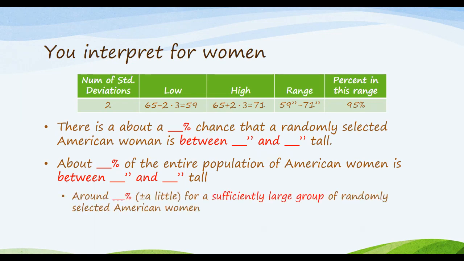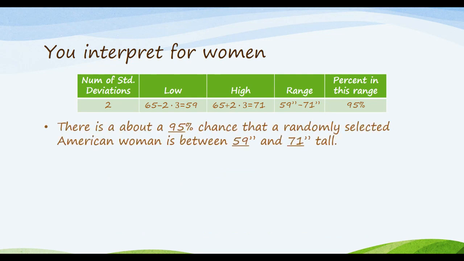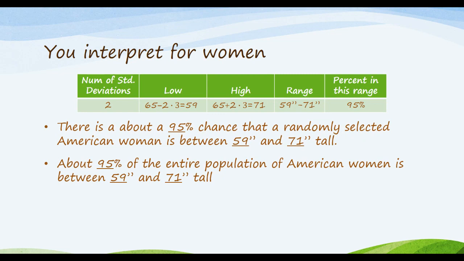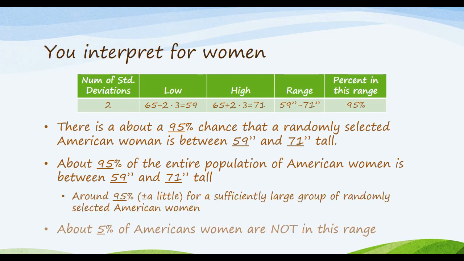All right, and then as we look to fill in all those blanks, here's what you guys should have said. So 95% chance that a randomly selected American woman is between 59 and 71 inches. Another way of wording it, about 95% of the population is between those measurements, so the same numbers. So then because we're looking at 95%, that leaves us with only 5% of American women are not in this range.